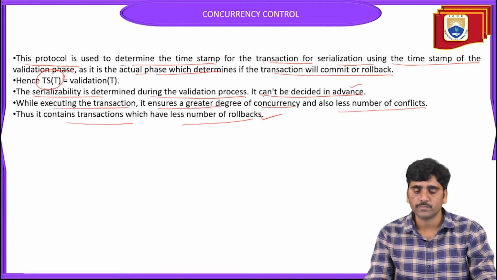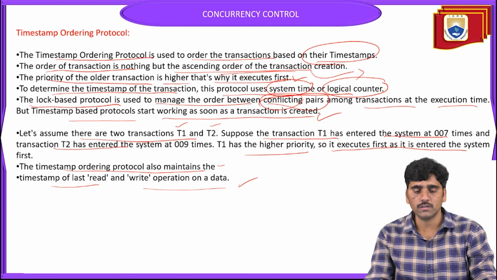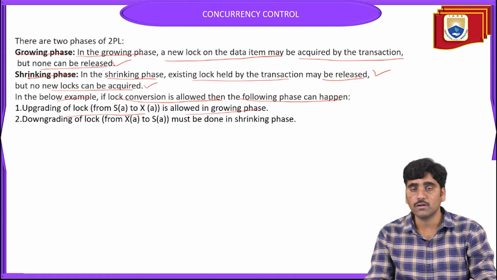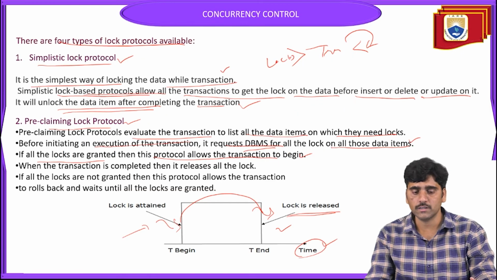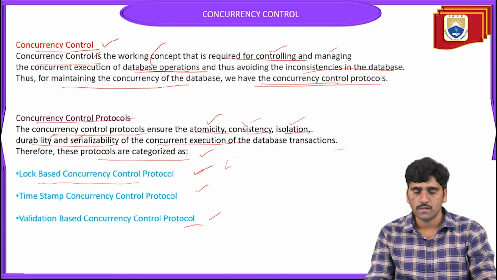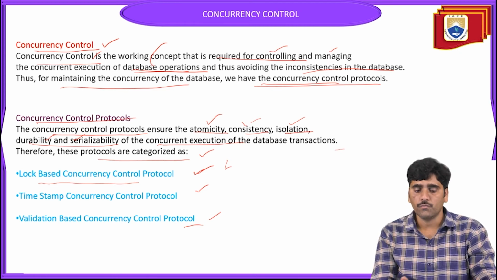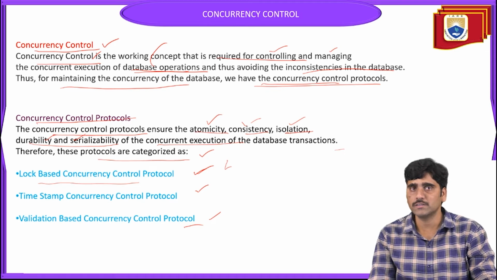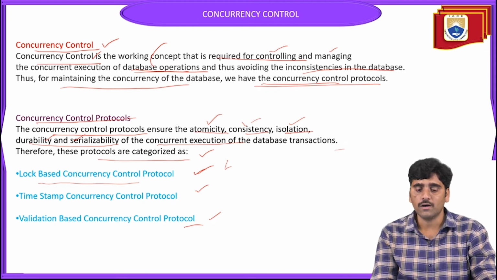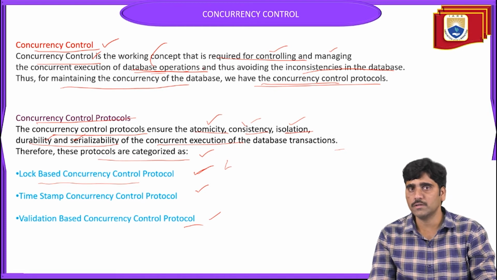In this session we are going to see the different types of concurrency control techniques. The first one is the concurrency control definition. Concurrency control is the working concept required for controlling and managing the concurrent execution of database operations. For that we are using different types of protocols: one is lock based protocol, second is timestamp based protocol, and third is validation based protocol.